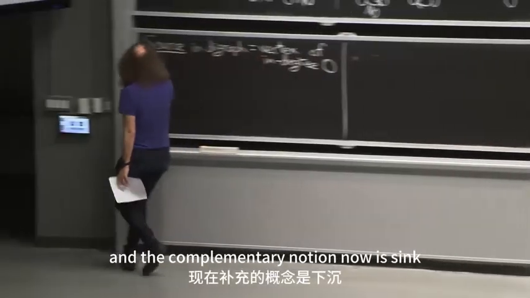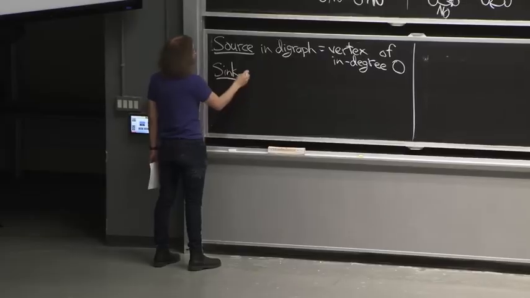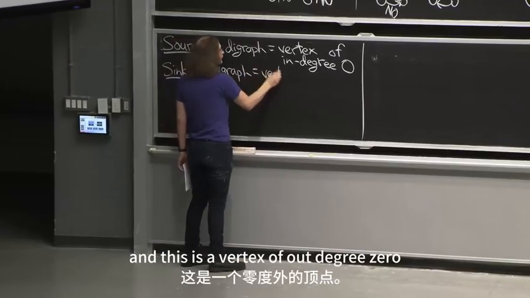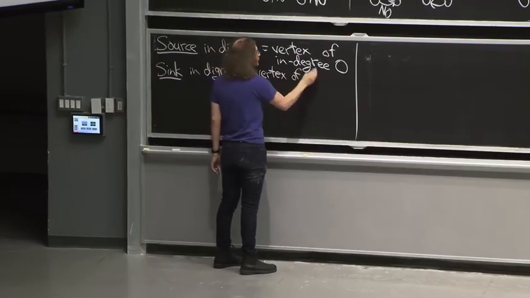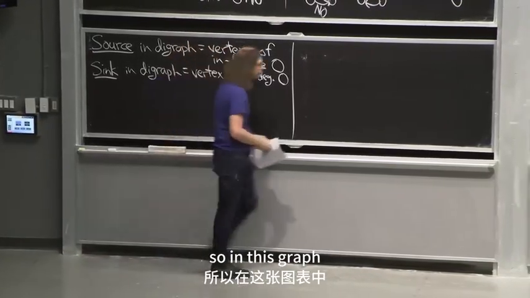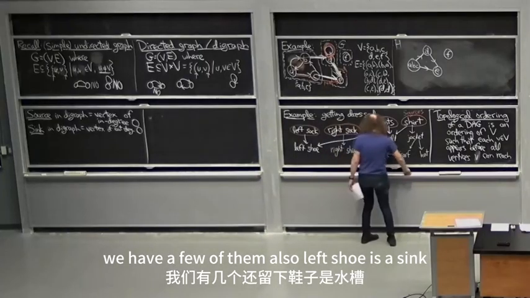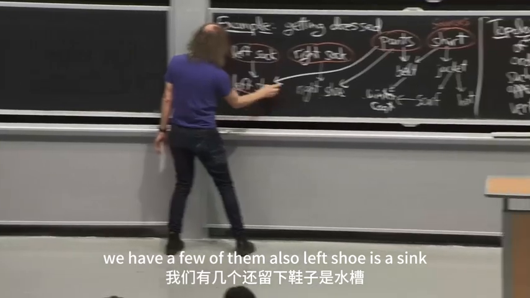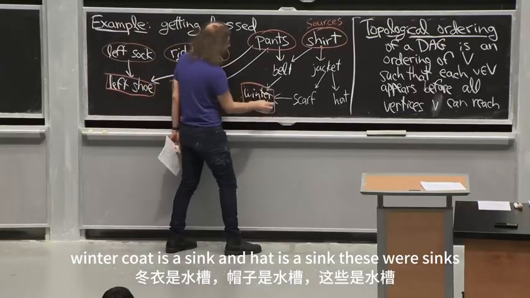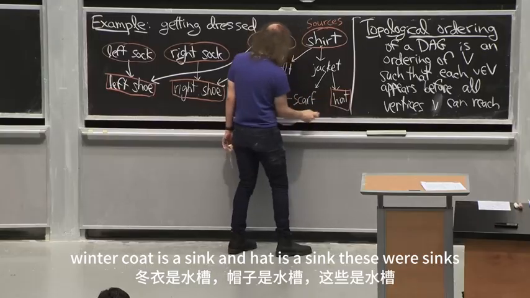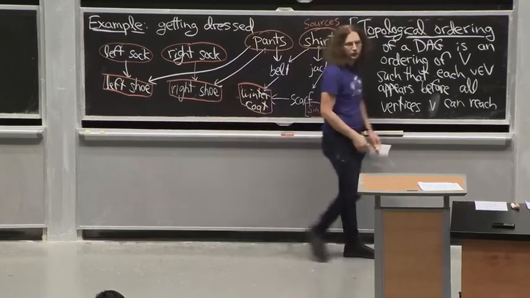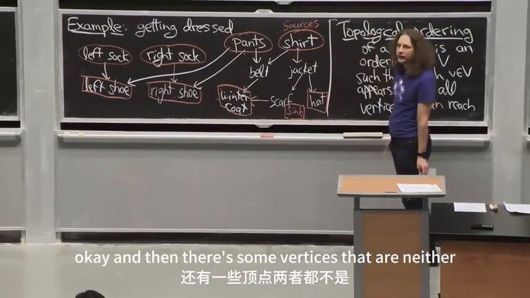And the complementary notion now is sink. And this is a vertex of out degree 0. So in this graph, we have a few of them also. Left shoe is a sink. Right shoe is a sink. I have no outgoing edges. Winter coat is a sink. And hat is a sink. These were sinks. Okay, and then there's some vertices that are neither.